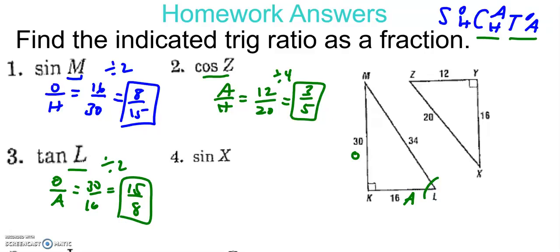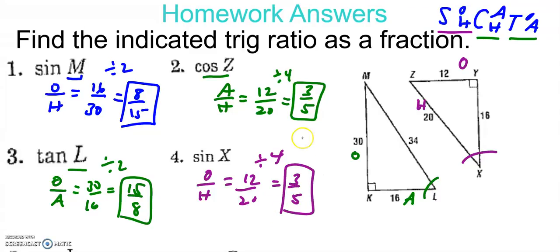The sine of x, so we're looking from this perspective. The sine is defined as opposite over hypotenuse. So opposite would be here, hypotenuse would be here. So the ratio is 12 over 20, which again, both can be divided by 4. So that ratio would be 3/5, just like the cosine of z above.